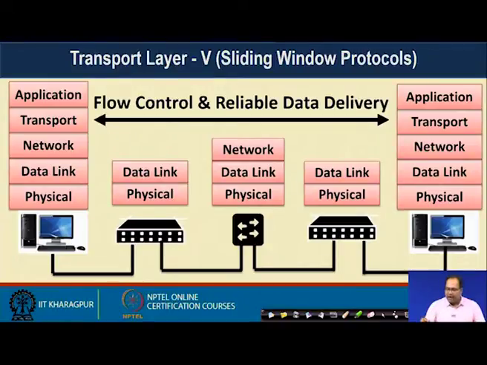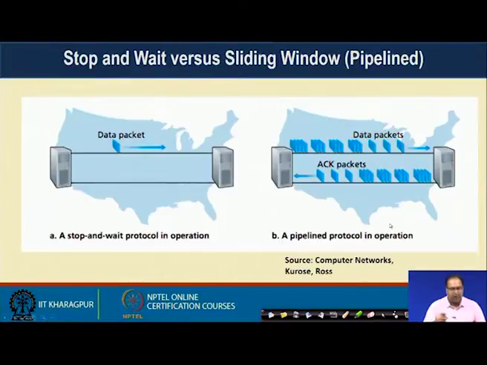There we have seen that in the case of the stop and wait protocol, one major disadvantage is that you can have only one packet outstanding in the network, and that is why you are not able to utilize the full capacity of the link. For every outgoing packet you have to wait for the acknowledgement. Unless you receive the acknowledgement, you will not be able to send the next packet.